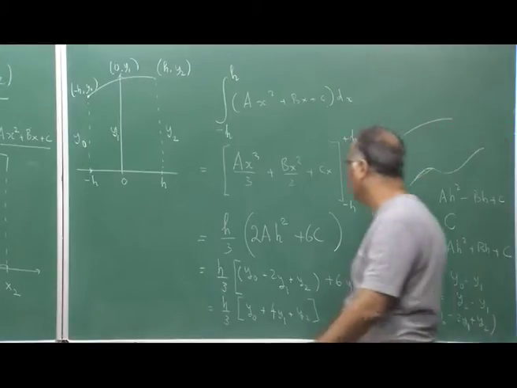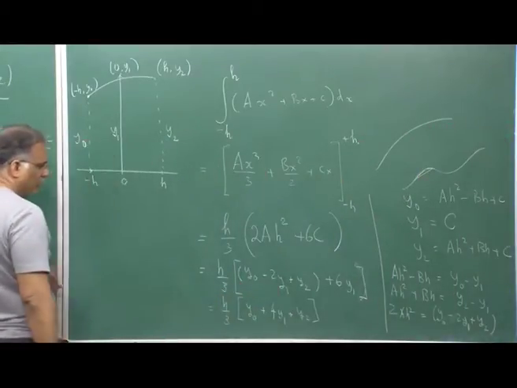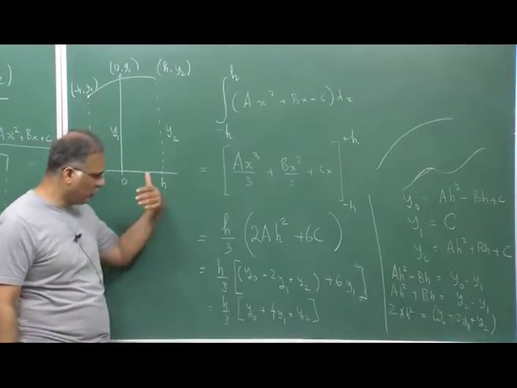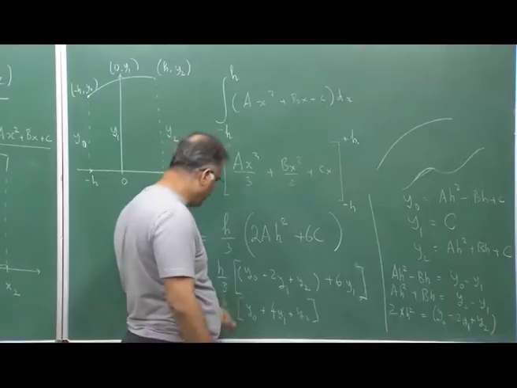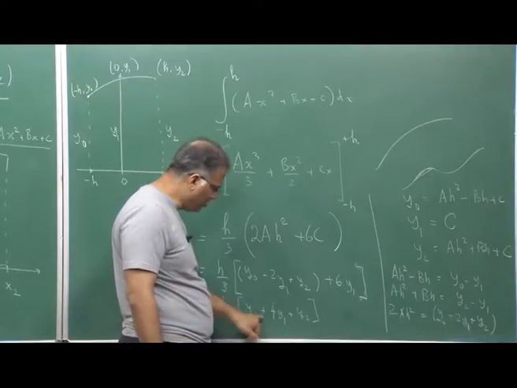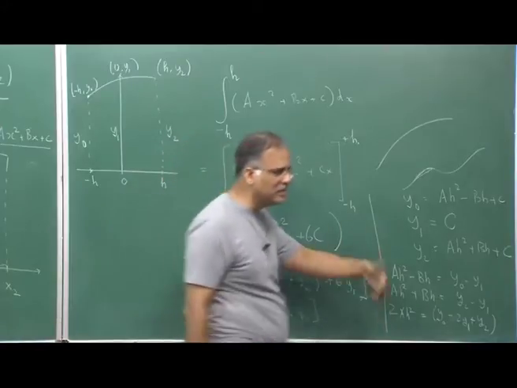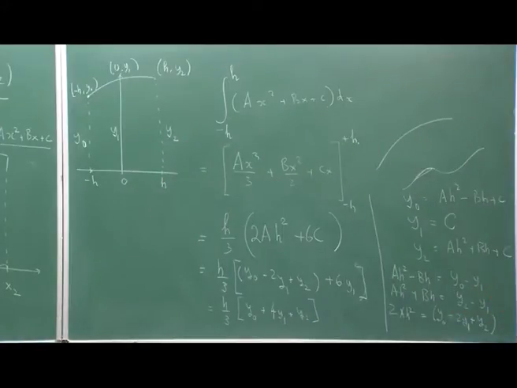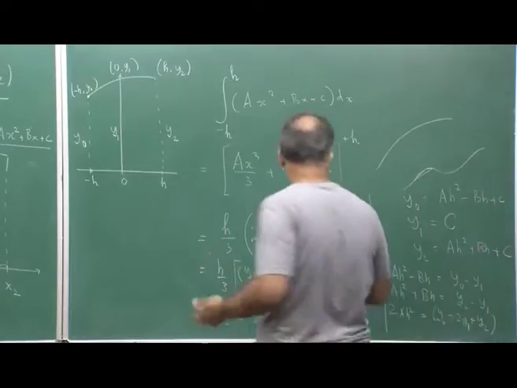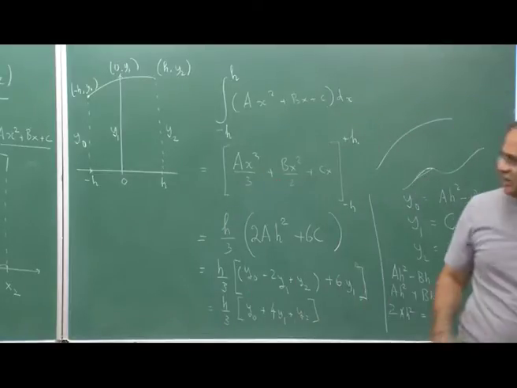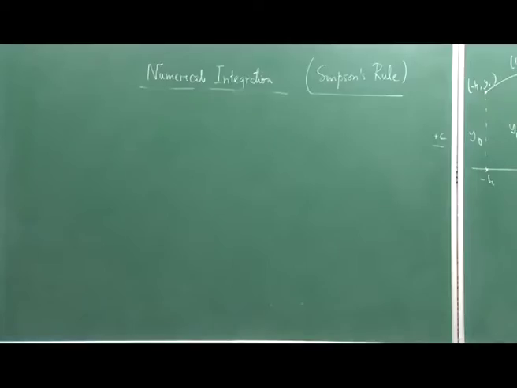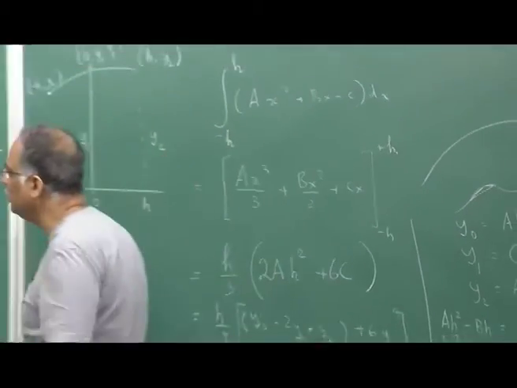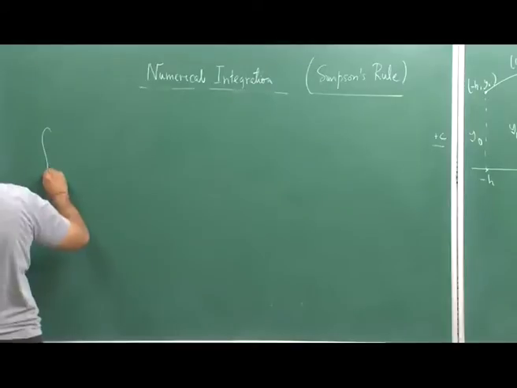Now if I go to the next set of points, which is y2, y3, y4, it will become h by 3 into y2 plus 4y3 plus y4. This is a cycling process which goes through, because the next set of points would be x2, y2, x3, y3, x4, y4. So let me now write down the estimate of the integral that this method gives me, by Simpson's rule.